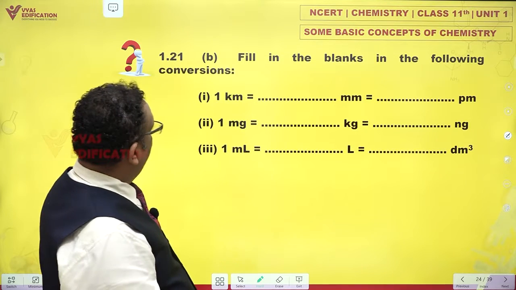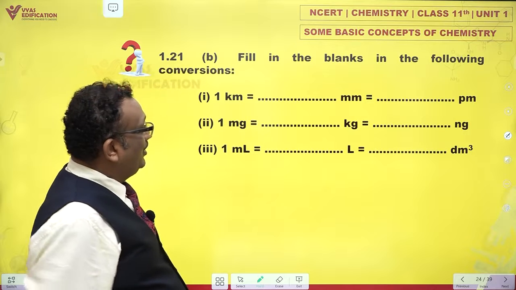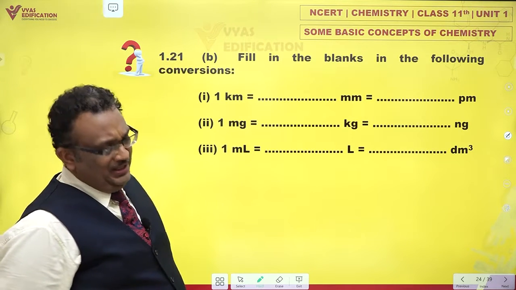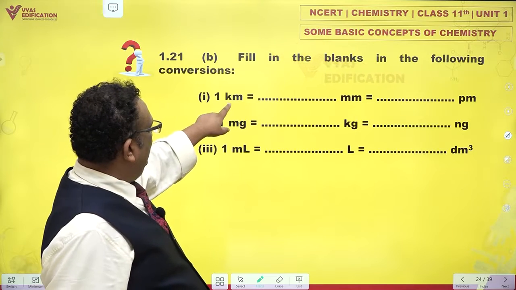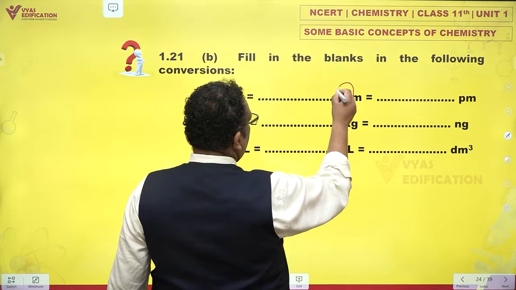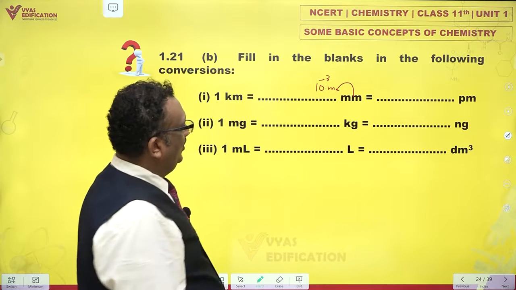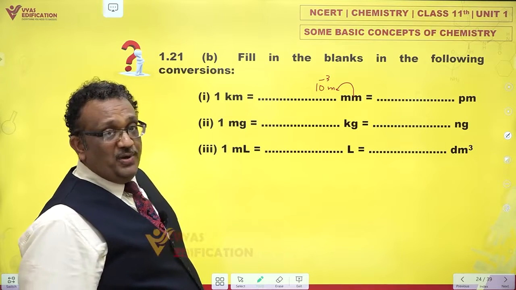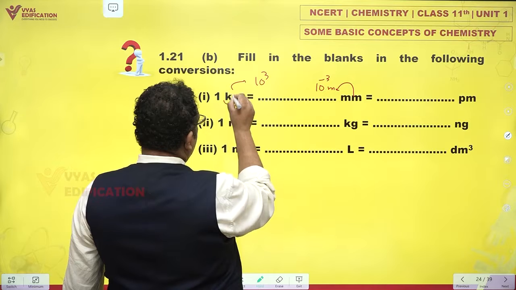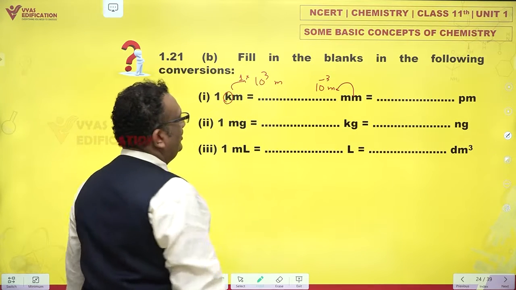Fill in the blanks in the following conversions. 1 kilometer, how many millimeter, how many picometer? Very interesting. Can you convert? Now, how much is millimeter? Millimeter is actually 10 to the power minus 3 meters. And 1 kilometer is how much? 1 kilometer, kilo stands for 10 to the power 3, so 1 into 10 to the power 3 meter.